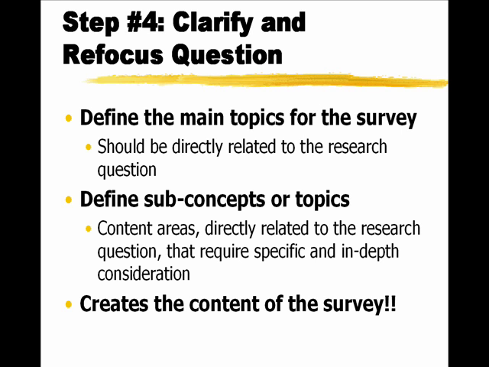So we define the main topics for the survey. And it should be directly related to our research question. Our research question and our survey instrument should be related to one another. That makes sense. We need to define our subtopics or our topics. Those are the things that you're going to ask questions about in your survey questionnaire. So these would be content areas, directly related to the research question, that require specific and in-depth consideration. And all of this creates the content of the survey. As you can see, it takes some time to develop a survey. It takes some front-end work, as was said earlier about conducting research.